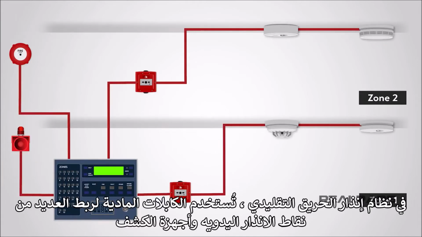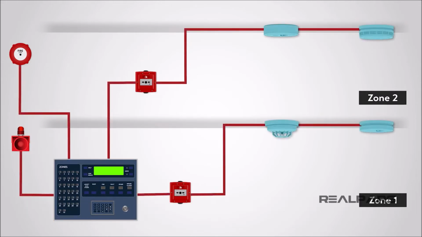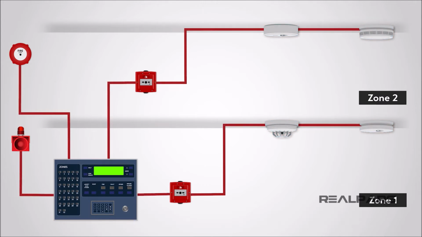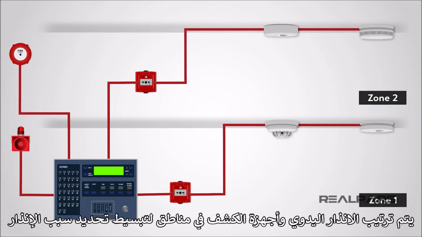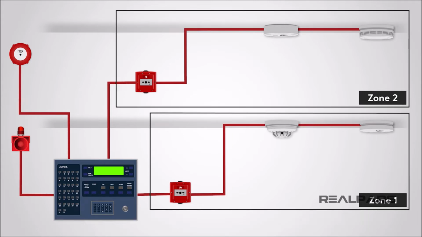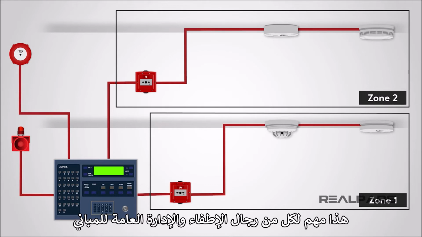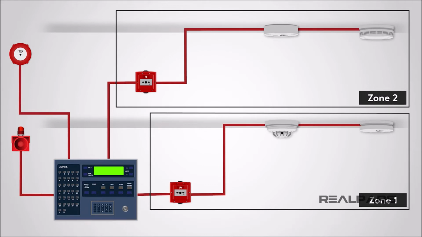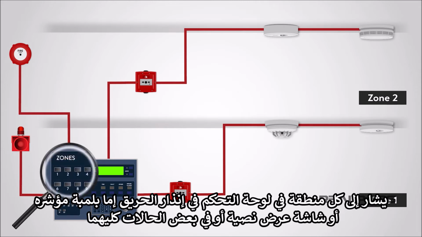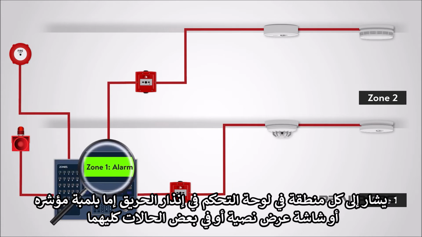In a conventional fire alarm system, physical cabling is used to interconnect several call points and detectors, the signals from which are wired back to the main control unit. Call points and detectors are arranged in zones to simplify locating the cause of the alarm. This is important for both the fire brigade and general building management. Each zone is indicated at the fire alarm control panel either with an indicator lamp, a text display, or in some cases both.